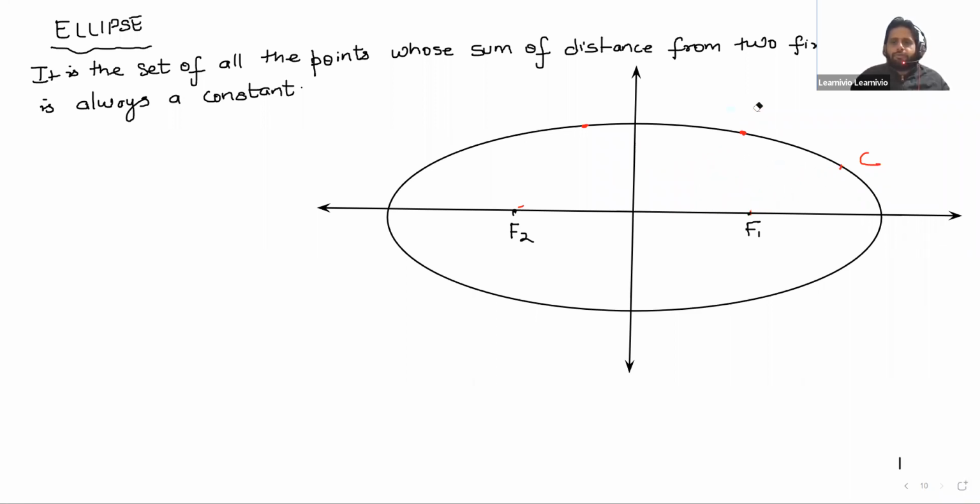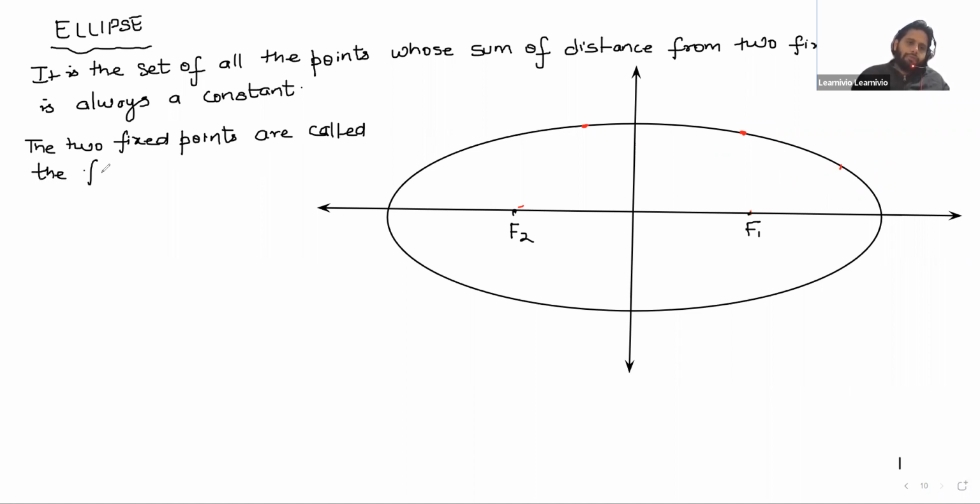Now, these are the two fixed points. The two fixed points are called the foci. Foci means plural of focus. I call them the foci of the ellipse. So these two fixed points are called the foci of the ellipse.